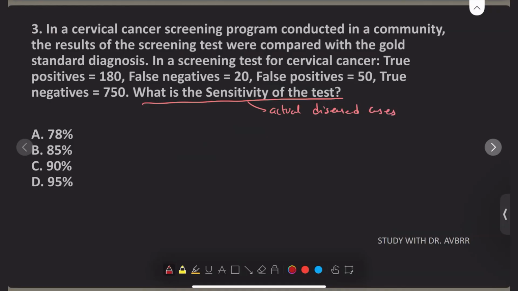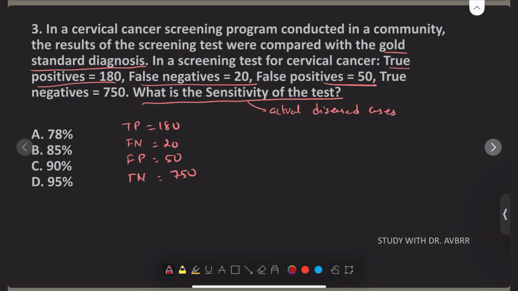So let's read the question. In a cervical cancer screening program conducted in a community, the results of the screening test were compared with the gold standard diagnosis. In the screening test for cervical cancer, true positive were 180. Let's note it down. True positive were 180. False negative were 20. And false positive were 50. And true negative were 750. These are the values which were given in the question.